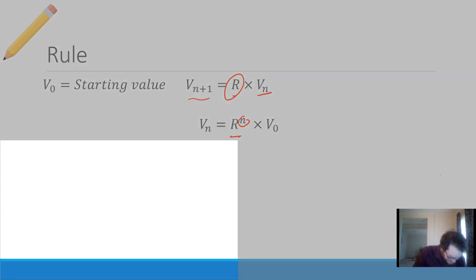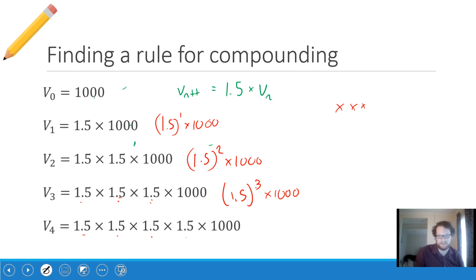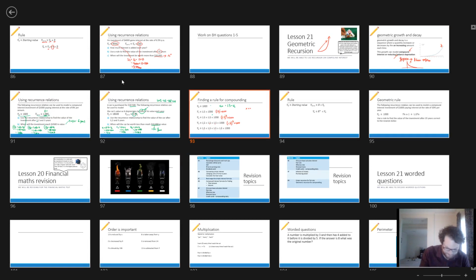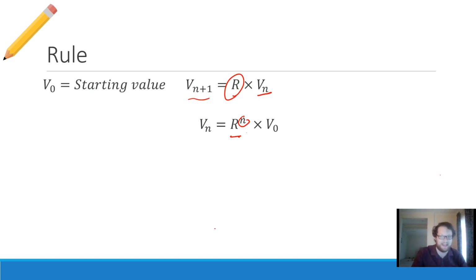Now, the reason that R is raised to the power of n is because if we remember back on this slide, it's how many times I've multiplied it by 1.5. So in this example here, I don't know why it keeps flashing like that. It's really annoying. Anyway, the idea is the power comes from this power here, and that comes from the fact that we multiplied by 1.5 three times. So that's why we have the n here. That means Vn is just r times r times r, however many r's there are, all the way up to V naught. And that here is n.